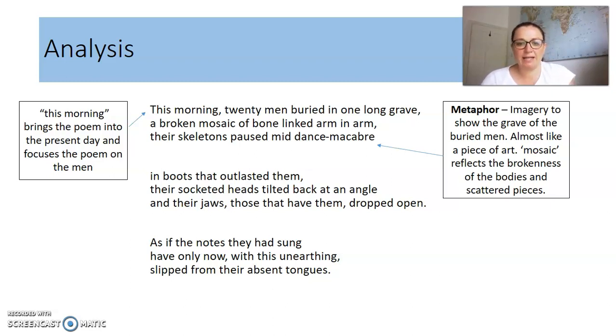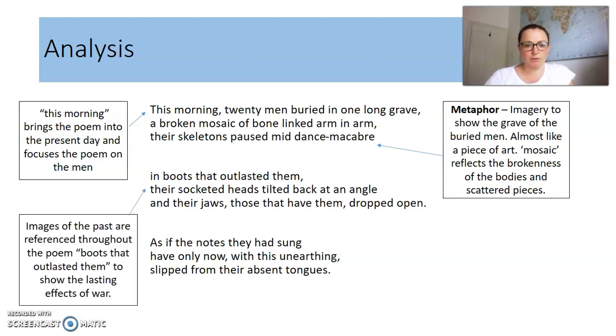In boots that outlasted them, their socketed heads tilted back at an angle, and their jaws, those that have them, dropped open. So here at the start of this stanza, where it refers to the boots that outlasted them, this is an image of the past, another image that references throughout that the boots outlasted them to show the lasting effects of war, but also the lifespan, if you like, that their actual shoes outlived them. The men didn't survive, but their boots are still there because of obviously the material that they're made of.